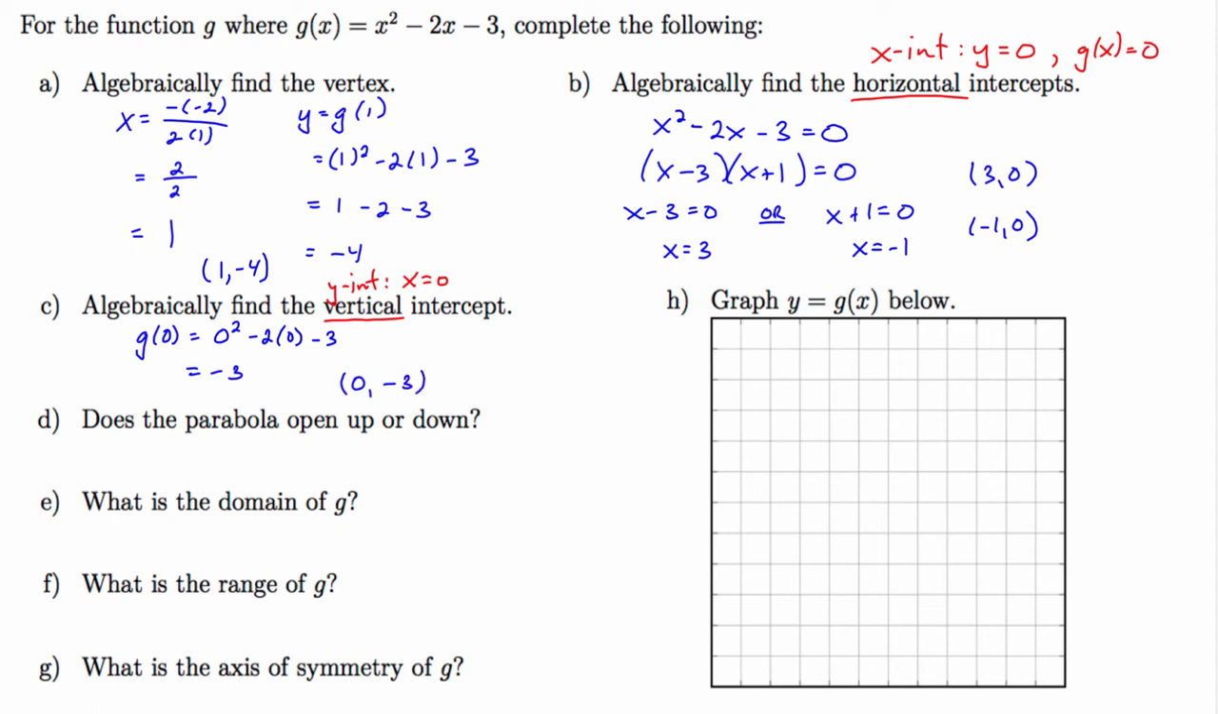In part D, we need to identify whether the parabola will open up or down by looking at the first term that is x squared, or a 1x squared. Since our a value is 1 and that a value is positive, we therefore know this will open up.